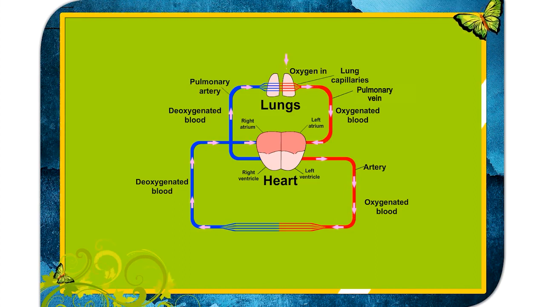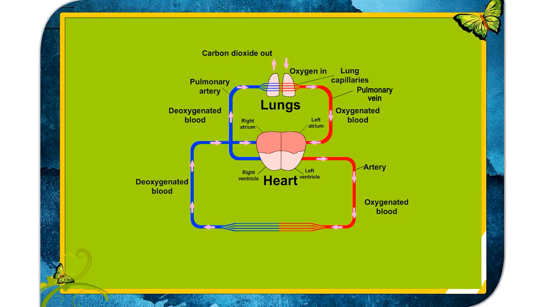The deoxygenated blood that is collected from body organs enters the right atrium. When the right atrium contracts, the deoxygenated blood enters the right ventricle. When the right ventricle contracts, the deoxygenated blood is pumped into the lungs. The deoxygenated blood gives out carbon dioxide through the lungs and absorbs fresh oxygen from the air breathed in, hence making the blood oxygenated again.